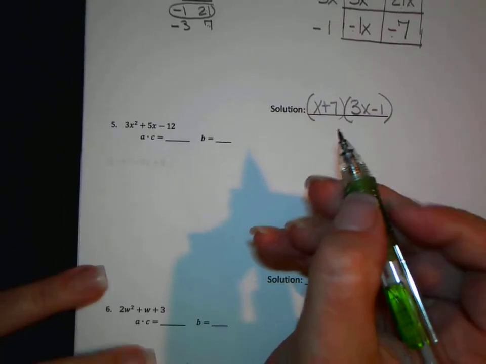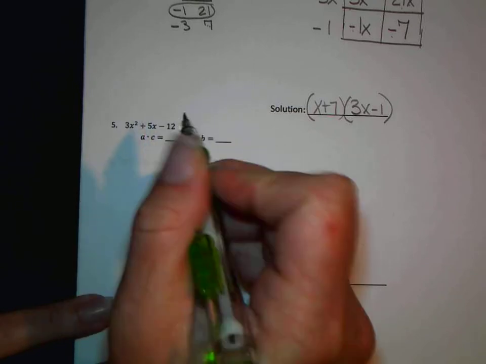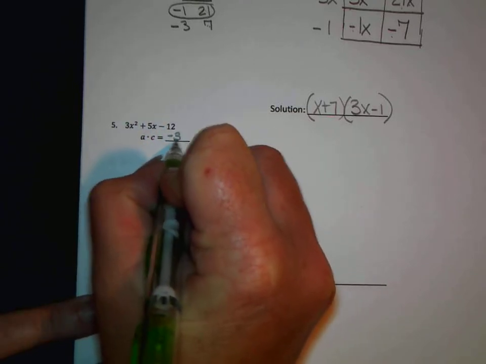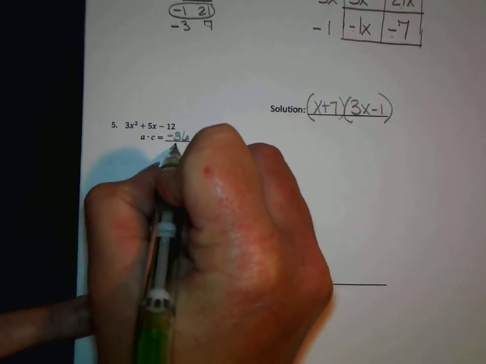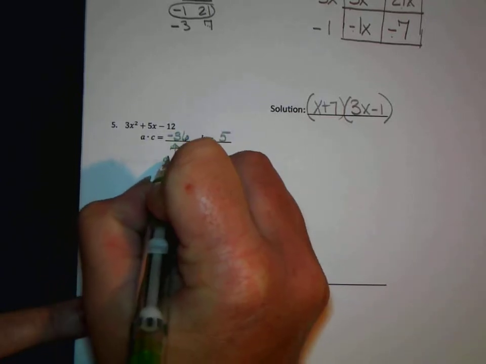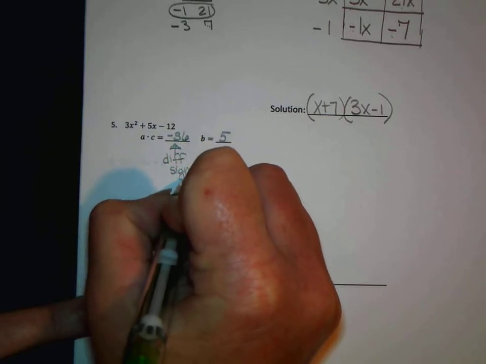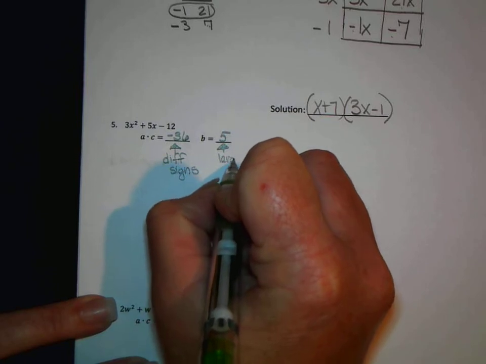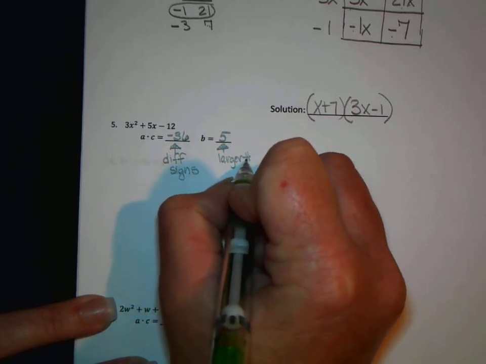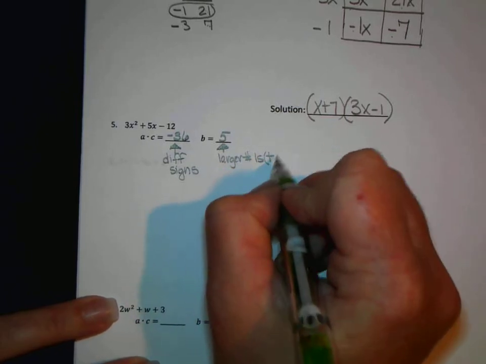All right, A times C. 3 times negative 12 is going to be negative 36. And B is 5. So what do we know? When you multiply two numbers together, you're going to get a negative, so that's different signs. And when you add them together, the resulting answer is positive, so your larger number is positive. And if you want to, I don't like putting a little plus sign because it looks like a T.